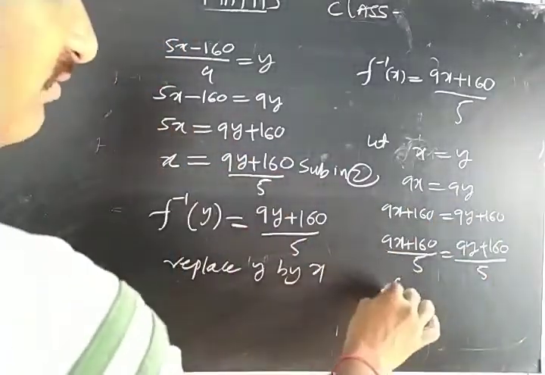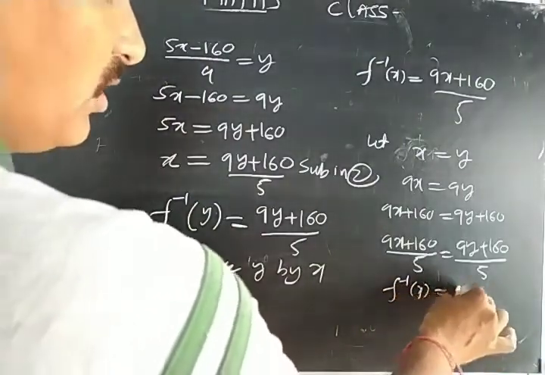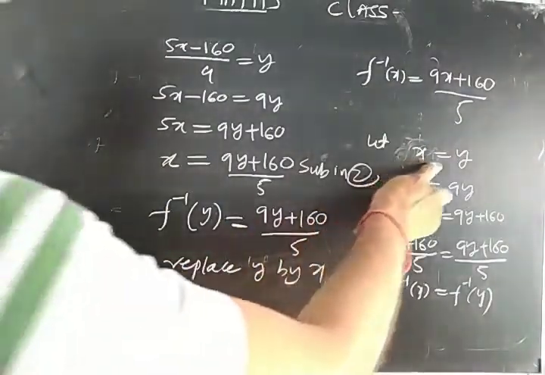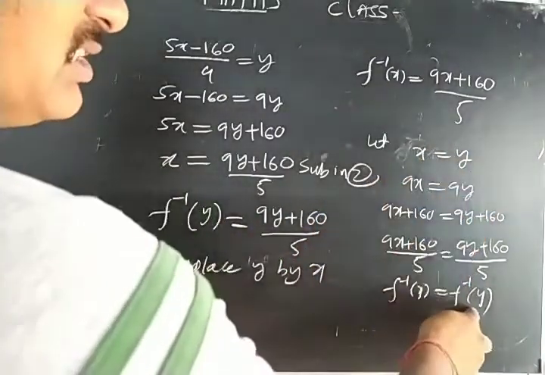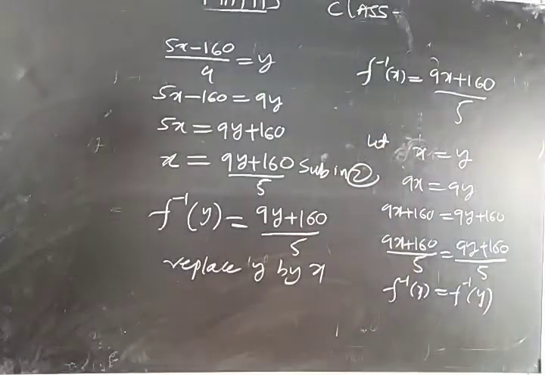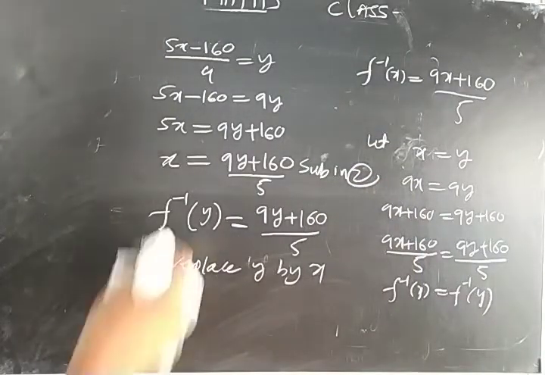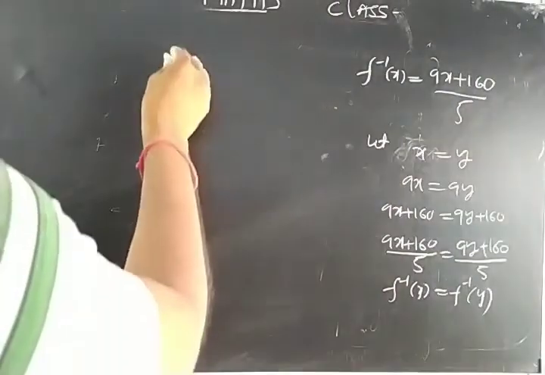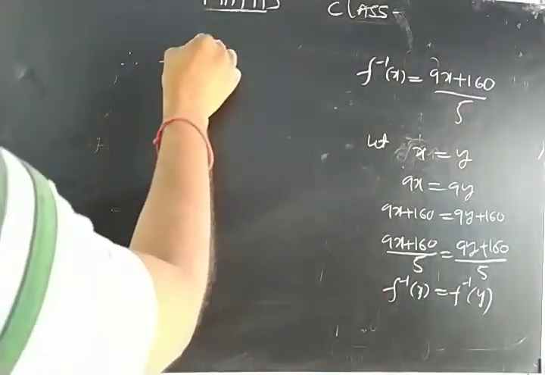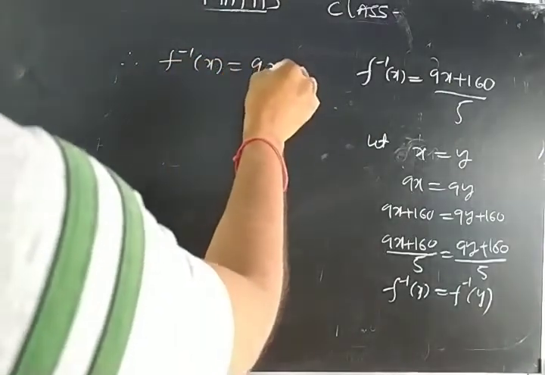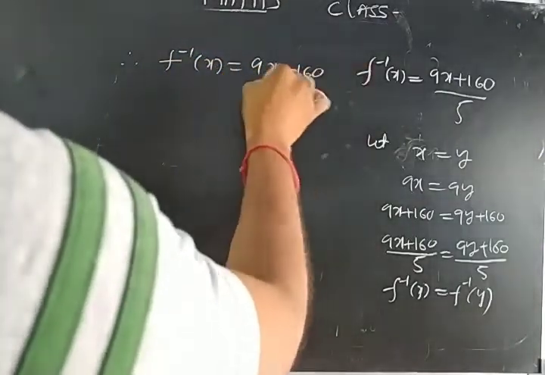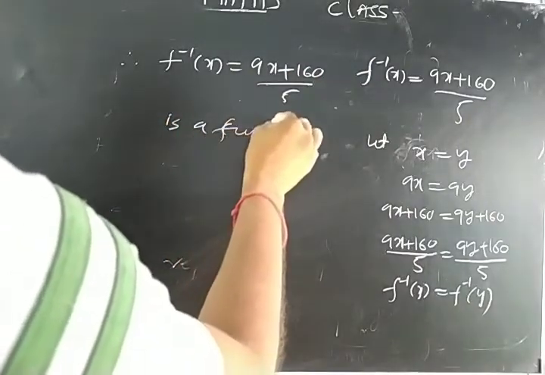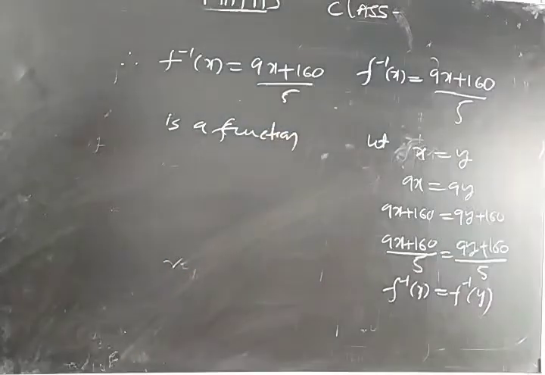Now here we can write f inverse of x is equal to f inverse of y. So with respect to f inverse, if pre-images are equal, then images are equal. That means this is a function. We can conclude that f inverse of x is equal to (9x plus 160) by 5 is a function. Therefore f inverse of x is equal to (9x plus 160) by 5 is a function. Right?